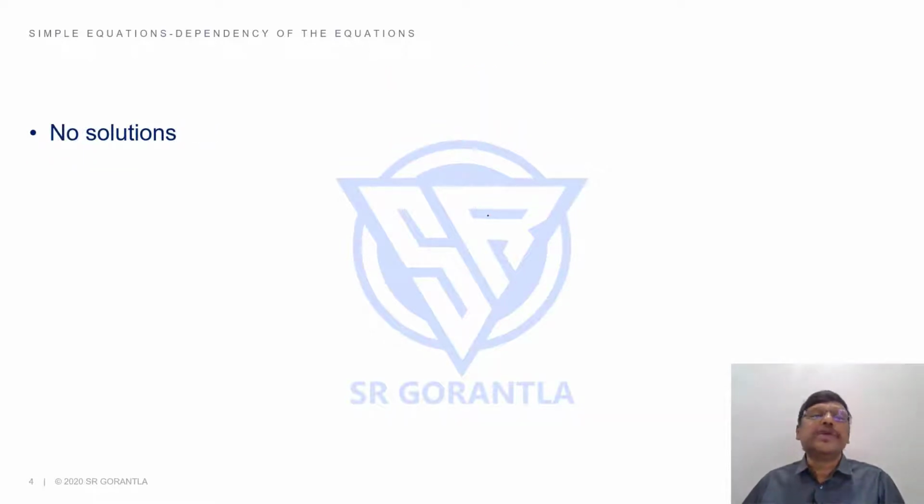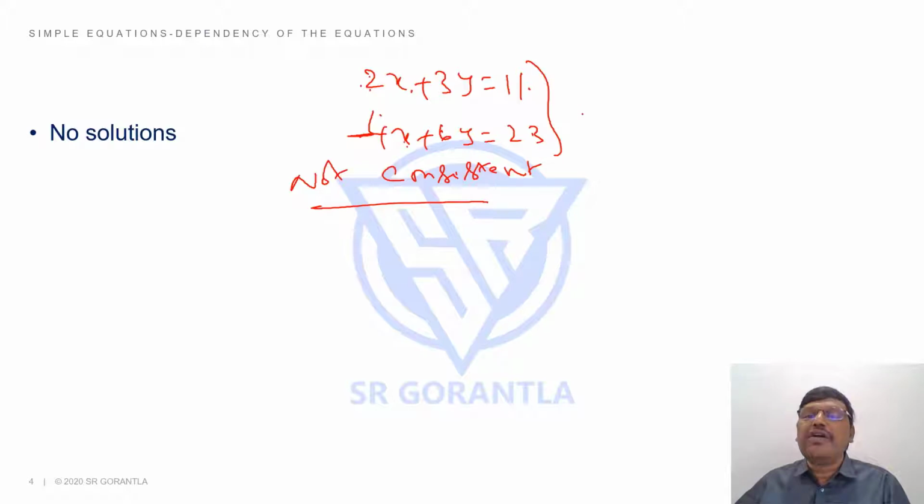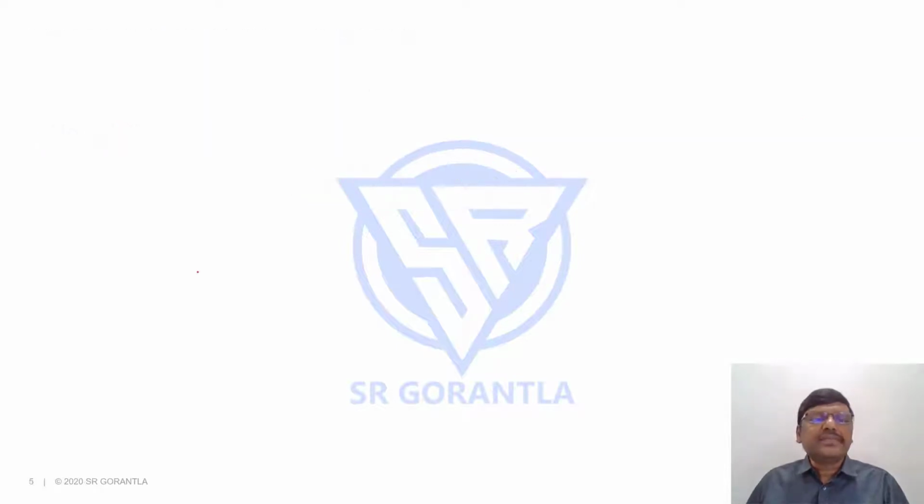When will you have no solution, students? Suppose I have 2x plus 3y equals 11, and 4x plus 6y equals 23. Is it possible? 2 twos are 4, 3 twos are 6, 11 twos are 22, no? So in that case, we say this equation is not consistent. The data in this equation is not consistent with the data in the first equation, or rather these two are called inconsistent equations. Hence, we cannot have any solutions.